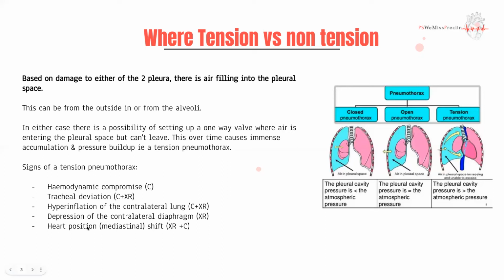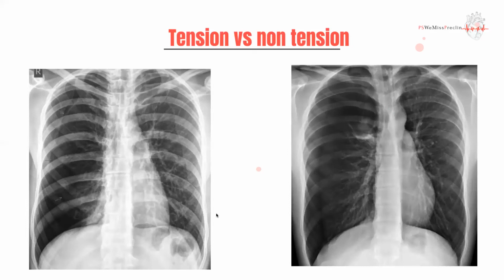And the heart position as well. You can assess this clinically by assessing for the apex beat and heart sounds, but it's going to be clearly seen or much better seen on a chest X-ray, where you can look at the heart borders more distinctly. And here we have two images.